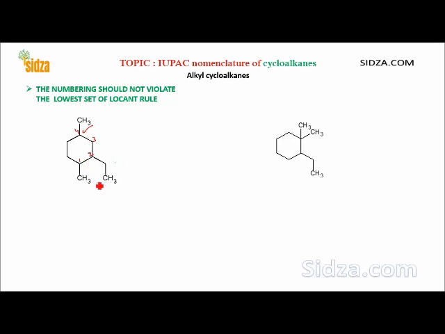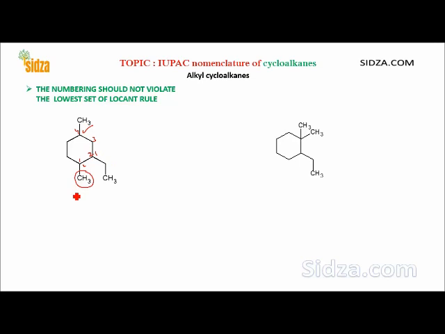You can also start the numbering from here, but in that case, if you do the numbering, the ethyl group gets the number 1, this carbon gets the number 1, this will be number 2, this will be number 3, 4 and 5. So it will be 1, 2, 5. Again, that's wrong, right? So that's not the lowest set of locants. The lowest set of locants here you get when you start the numbering from this particular group. So it gets the number 1, this is number 2, and this is number 4.